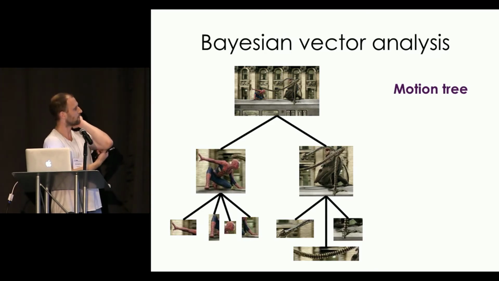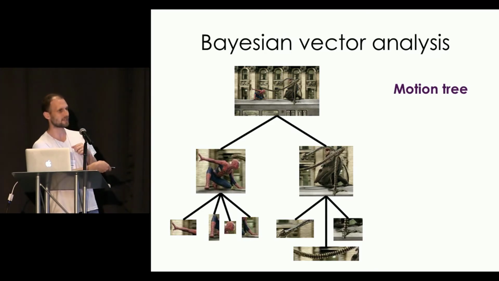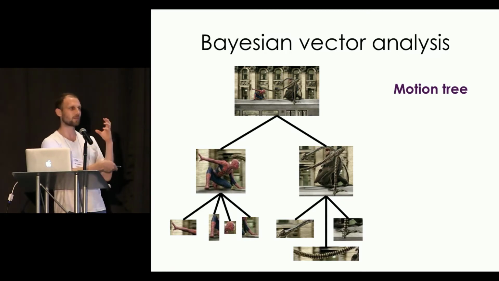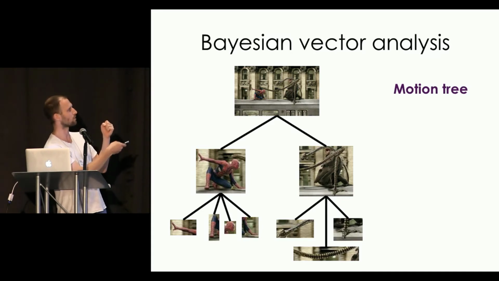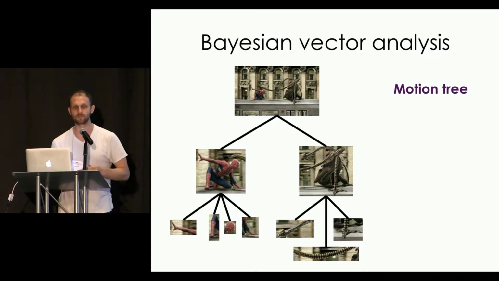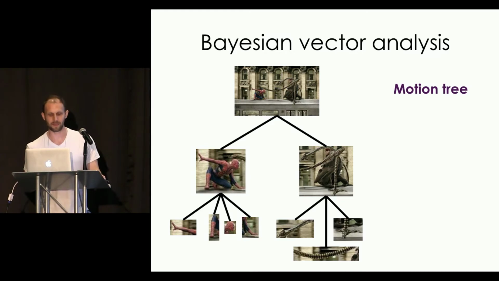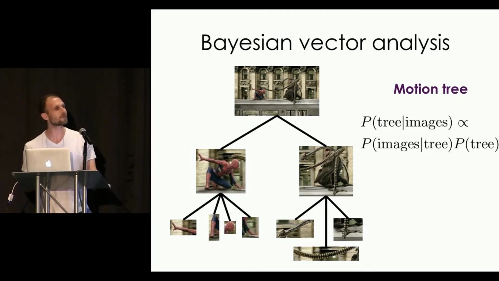So for example, if you look at Spider-Man's hand, his hand's motion is the sum of the relative motion with respect to his body and his body's relative motion with respect to the background. Okay, and so we can construct this kind of parse for every different point in the image. And then the inference problem is, given the sequence of images, I want to do inference over the tree structure.